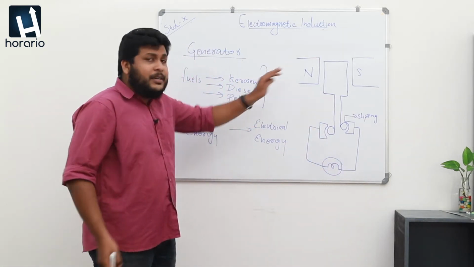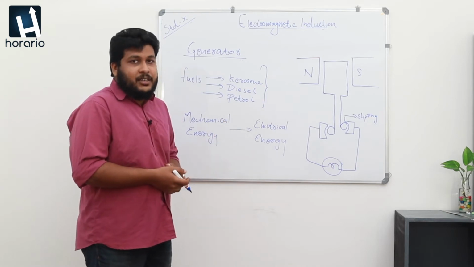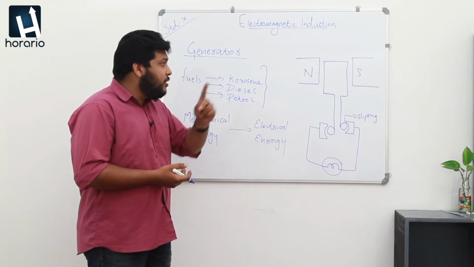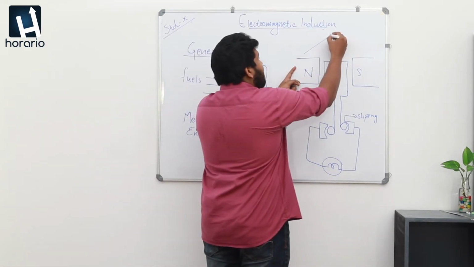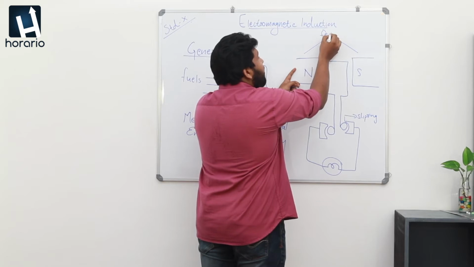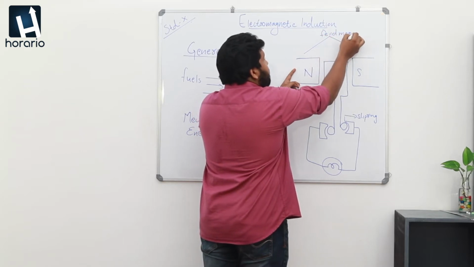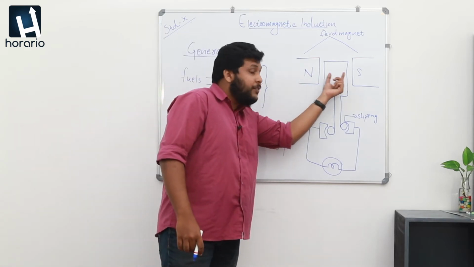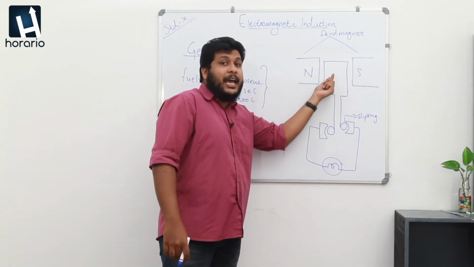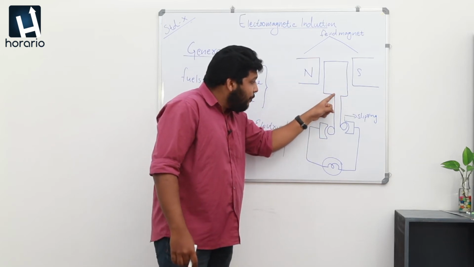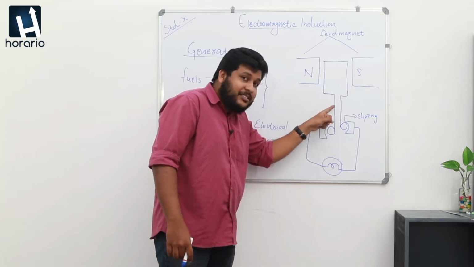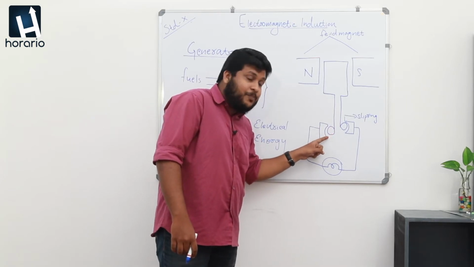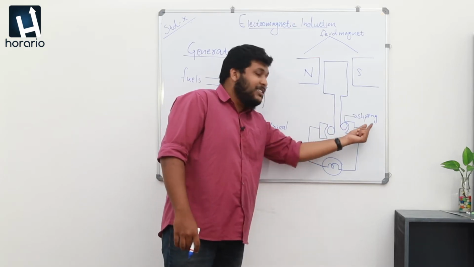So here is a simple schematic diagram of a generator. What are the main important parts which we are using in a generator? First one, a field magnet. And in between the field magnet, we are placing an armature. A small extension is given to this armature, and this extension leads to a small ring-like structure, known as the slip ring.